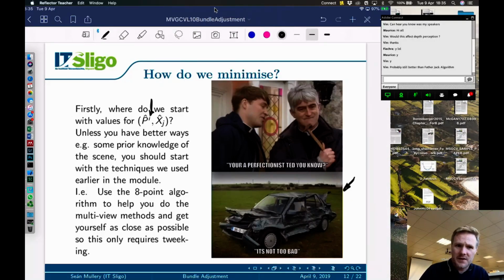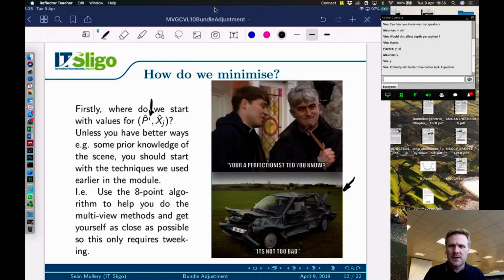Unless you have better ways, for example some prior knowledge of the scene, what you should do is start with the techniques we used earlier in the module. You could use the 8-point algorithm to help you do the multi-view methods and get yourself as close as possible, so this only requires tweaking. The 8-point algorithm gives you some reasonable indicator of what the 3D point and the rotations might be, but it won't be perfect because there's noise.